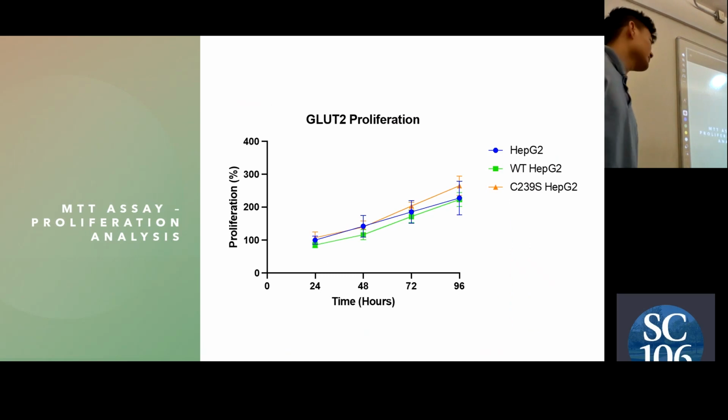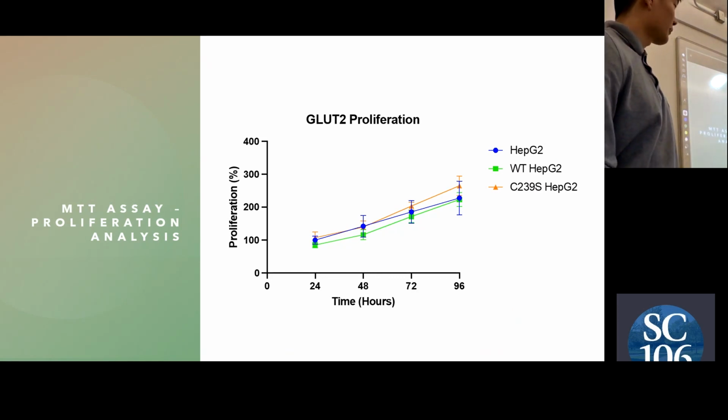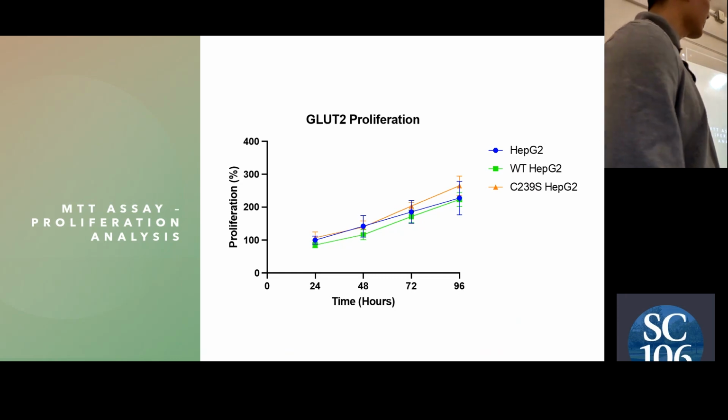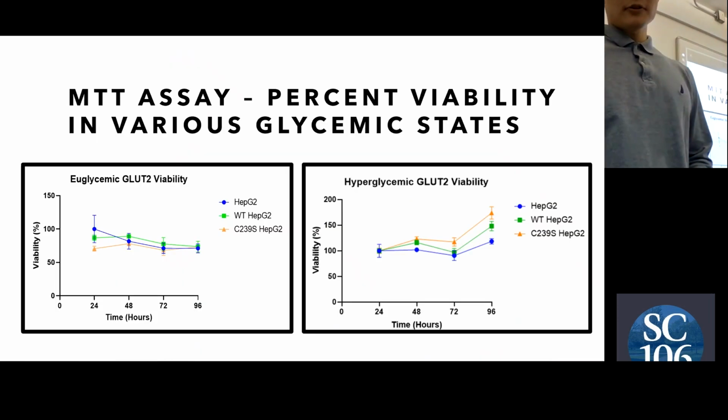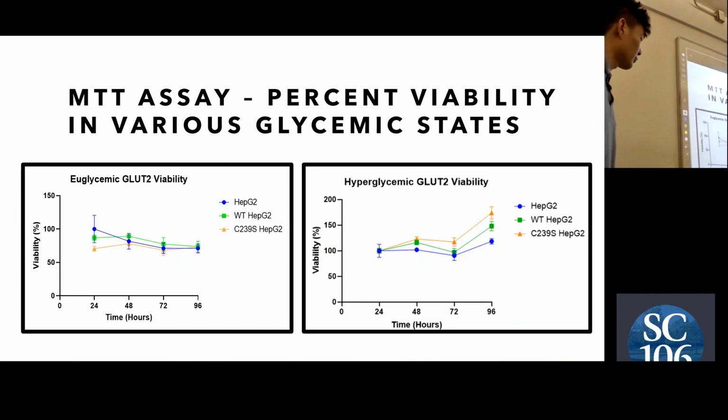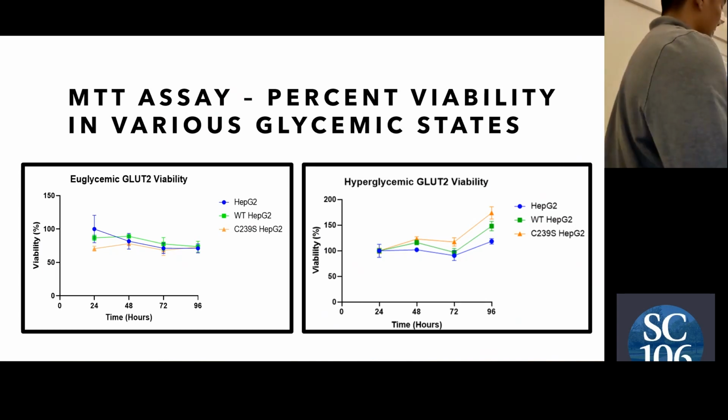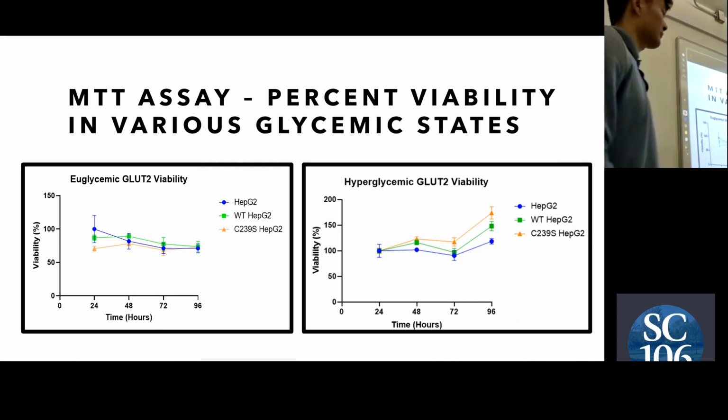We also performed an MTT assay in complete media to see their proliferation at 24, 48, 72, and 96 hour increments. Interestingly enough, the mutant cell line showed a higher proliferation compared to the wild type and the untransfected line. We tried different sugar states to see if that would change anything, and the results were consistent within the hyperglycemic state. The mutants showed higher viability compared to the other cell lines. The explanation for this is still unclear.